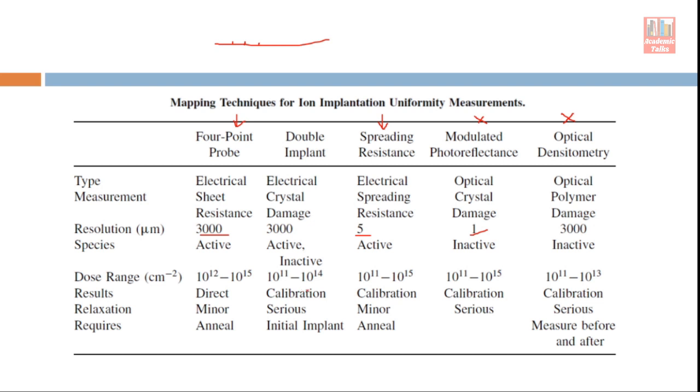Other parameters you can also see here, and all these things are very obvious to you. The major difference here is the resolution, and that is a very important and useful difference, and it gives a sharp edge to the spreading resistance method for resistivity profiling. Now we will see how we do this resistivity profiling.